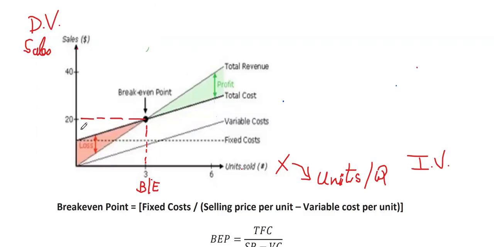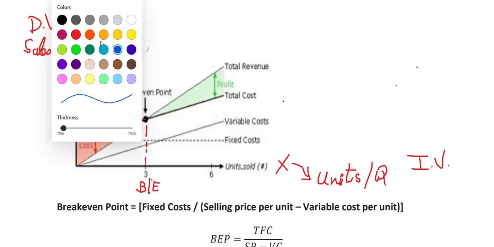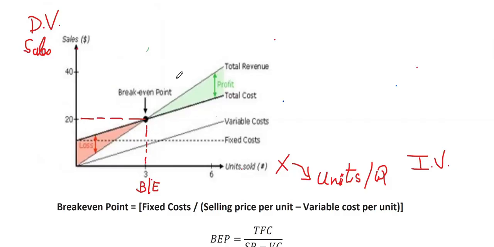Okay, let's look at the shape of these graphs. So we're assuming linearity, straight line relationships for simplicity. But know that in practice, the relationship could be nonlinear, which means represented by a curve instead of a straight line, okay? Now, if you look at this carefully, guys, you realize that the total revenue line slopes upwards. So too does the total cost line.